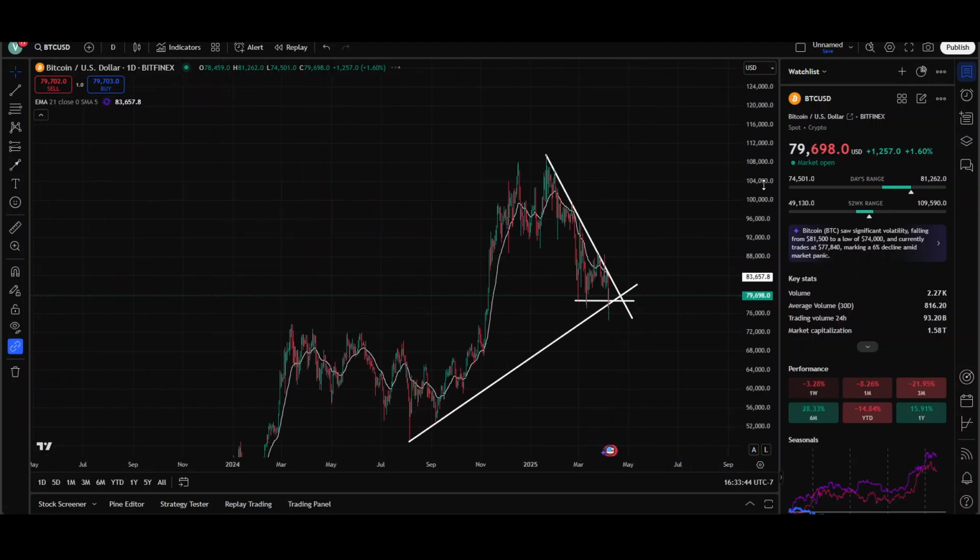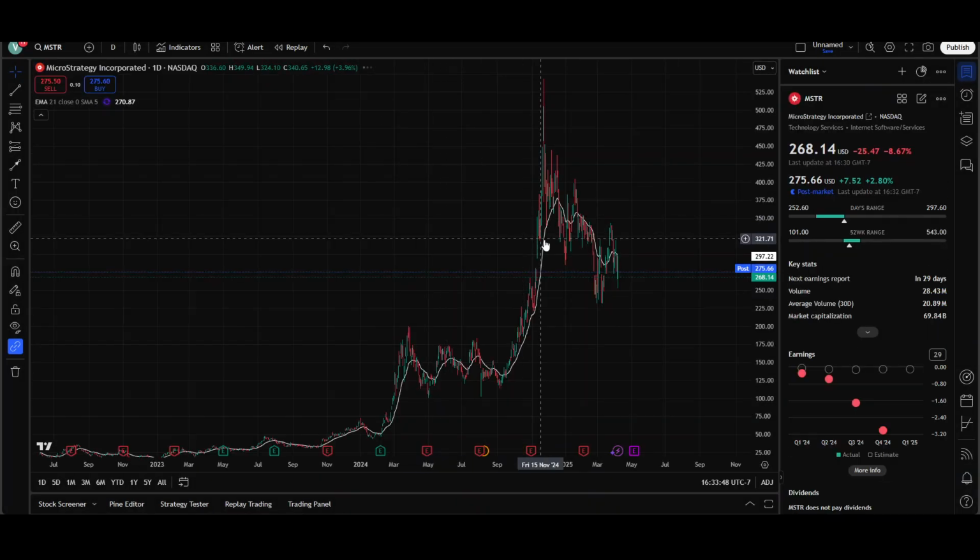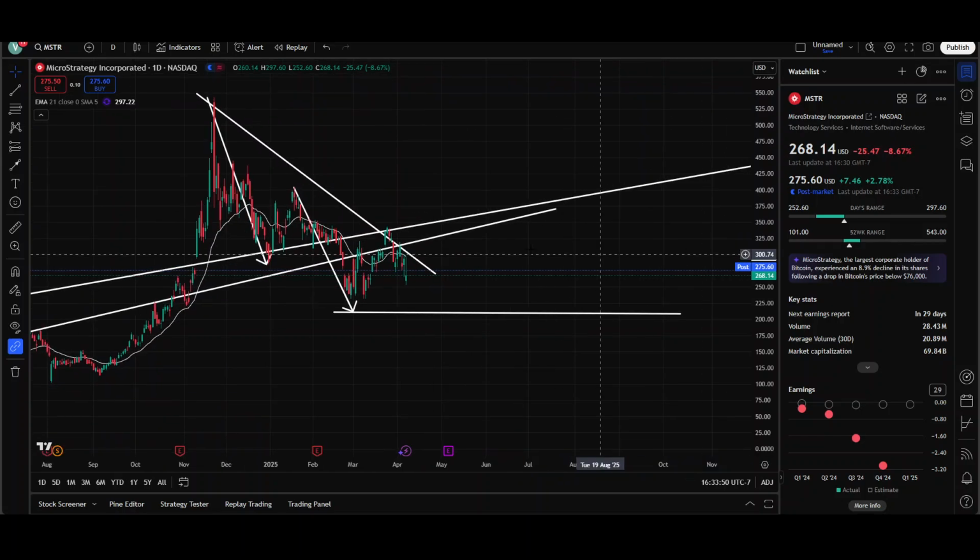So let's see what happens for MicroStrategy in the coming days, weeks, months. But overall, that's all I have. I want to see it break that downward sloping trend line. If not, then expect lower prices. It's just as simple as that.